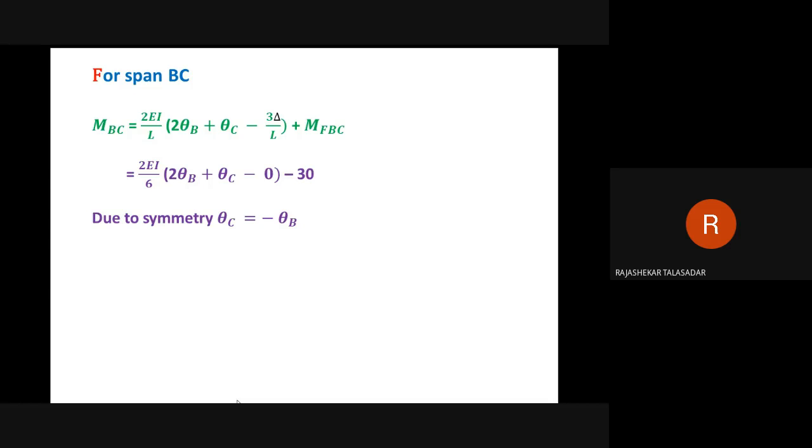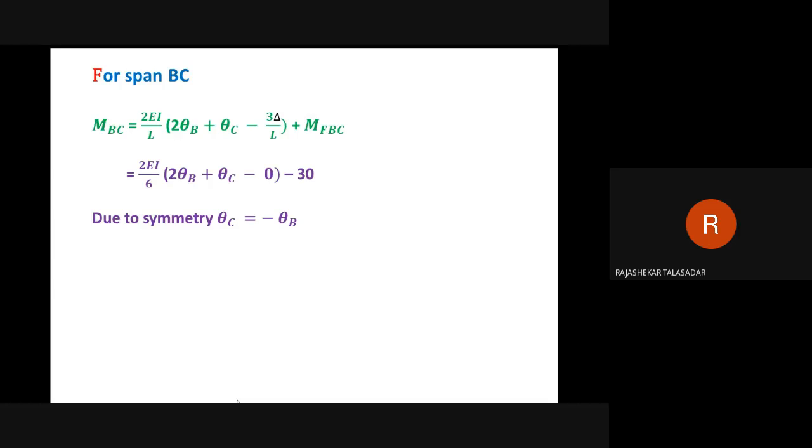50% means if you put the center line at the frame, you will get on the left side MAB, MBA, MBC. I don't write now MCB, MCD, and MDC. That is the advantage of symmetry. I tell you further. Due to symmetry, theta C is minus theta B.